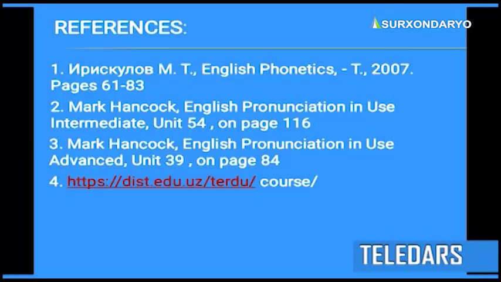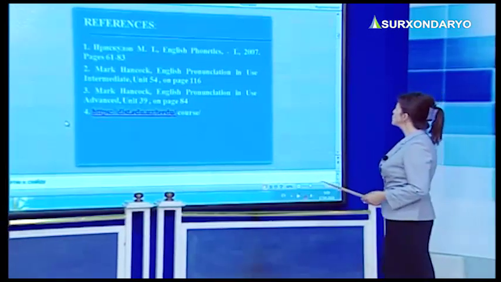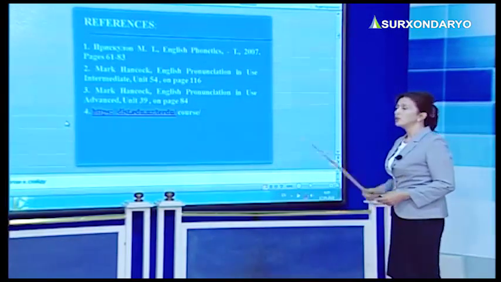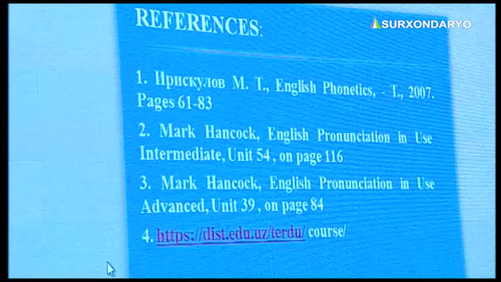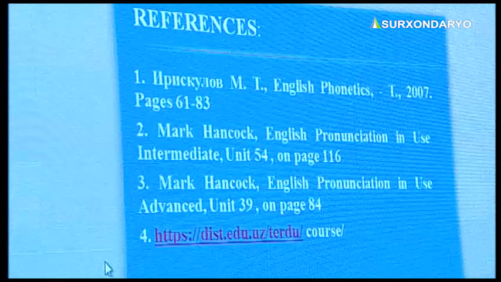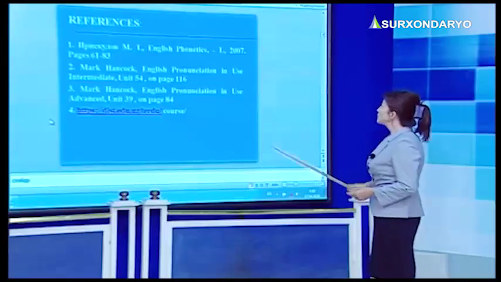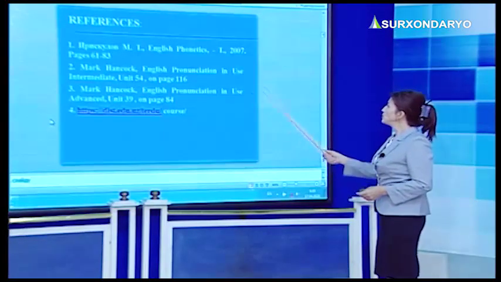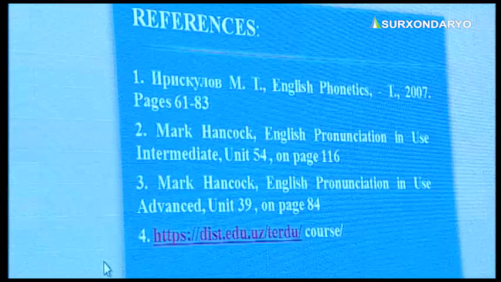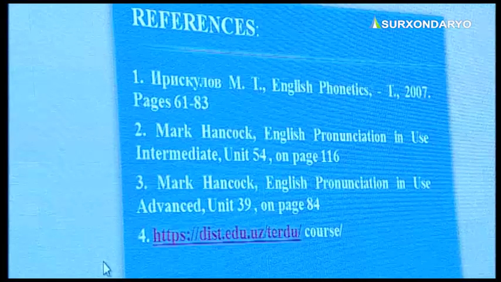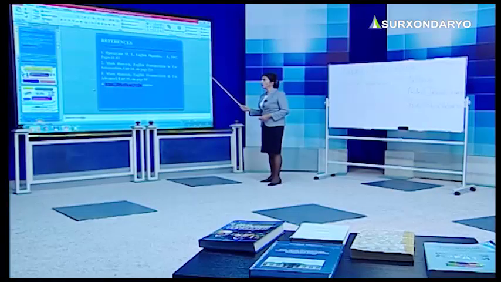So, related to our theme, we have books. The first one is English Phonetics by Iris School of Tashkent 2007, and you should find the same on pages 61 and 93. The second one is English Pronunciation in Use. It's an available book for you. Here, intermediate part, unit 54, page 116. The third one is the same book, English Pronunciation in Use by Mark Hancock. But here, you should find the advanced part and unit 39 on page 94.